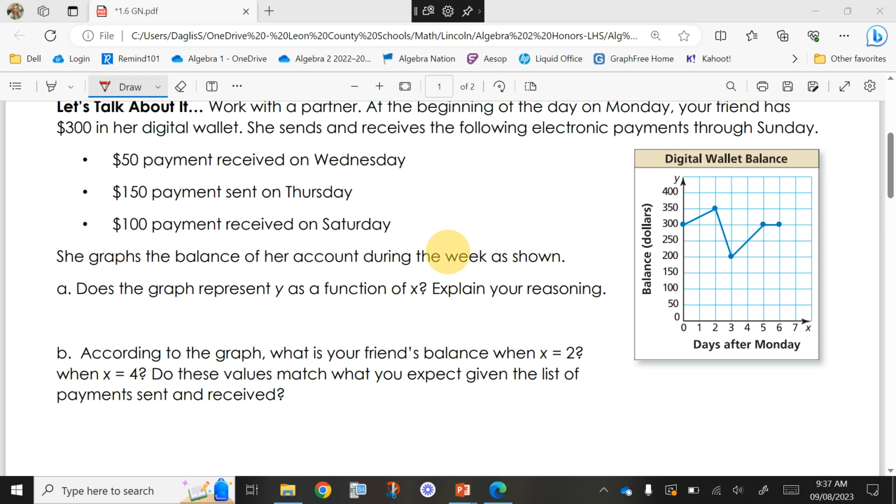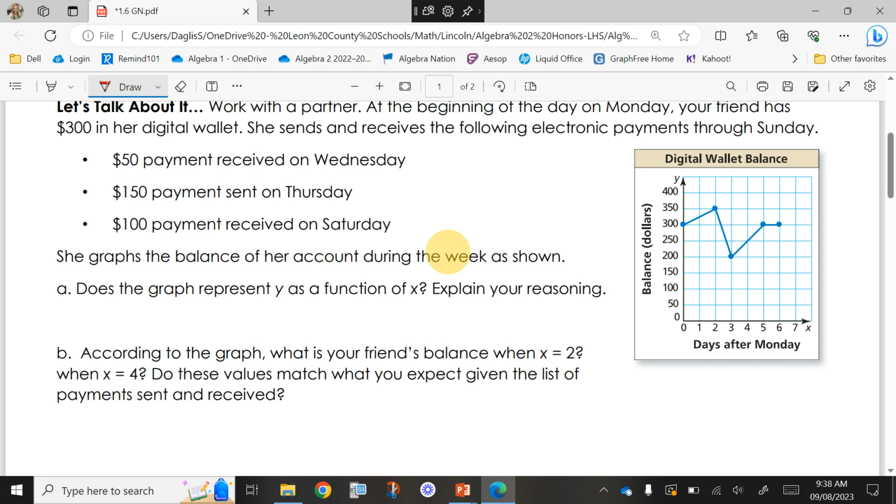Okay, does the graph represent y as a function of x? What do we think? No? Yes? What makes something a function? It has to pass some kind of test. It has to pass the vertical line test. Does this pass the vertical line test? No? Where can I draw a vertical line and it hits this twice? I think it passes. I think it's fine. Yeah. This is a function.